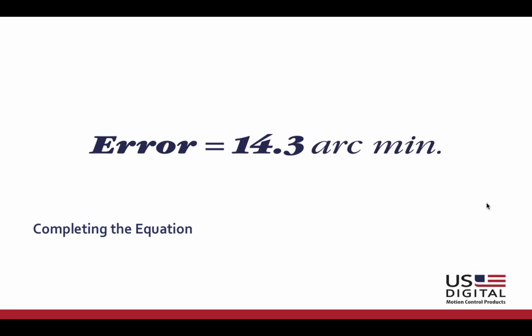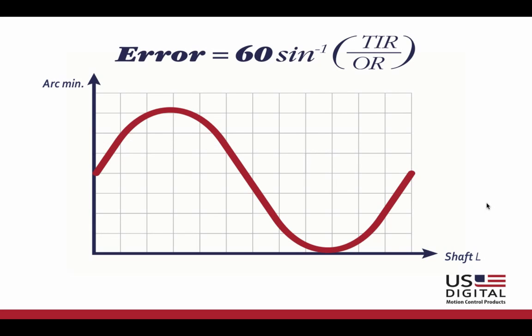So crank the numbers through our equation. We end up with an error of 14.3 arc minutes. Okay, so that is the total possible positional error from this modular or kit style encoder. And this will be the number you'd have to design to in your mechanical system to ensure proper operation, regardless of conditions.